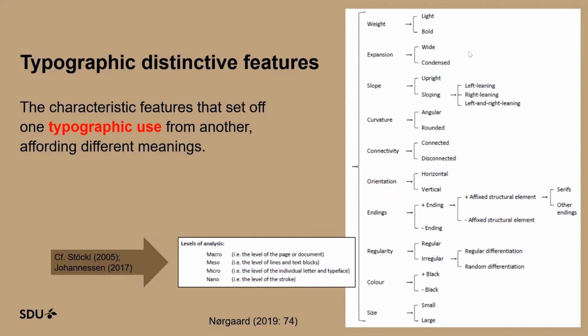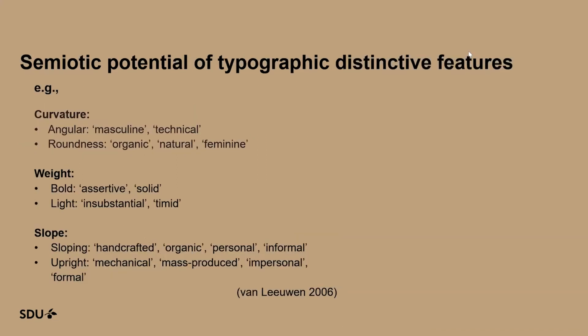Okay, so talking about typographic distinctive features is a way of describing what the different typefaces look like, that is, talking about their form. Van Leeuwen argues that these distinctive features have semiotic potential, that is, they can mean something. What you see here are some examples. He has a long list in an article that I turned into a list. I'm just adding some of them here. So these are some of his examples of the meaning potential of some of the distinctive features.